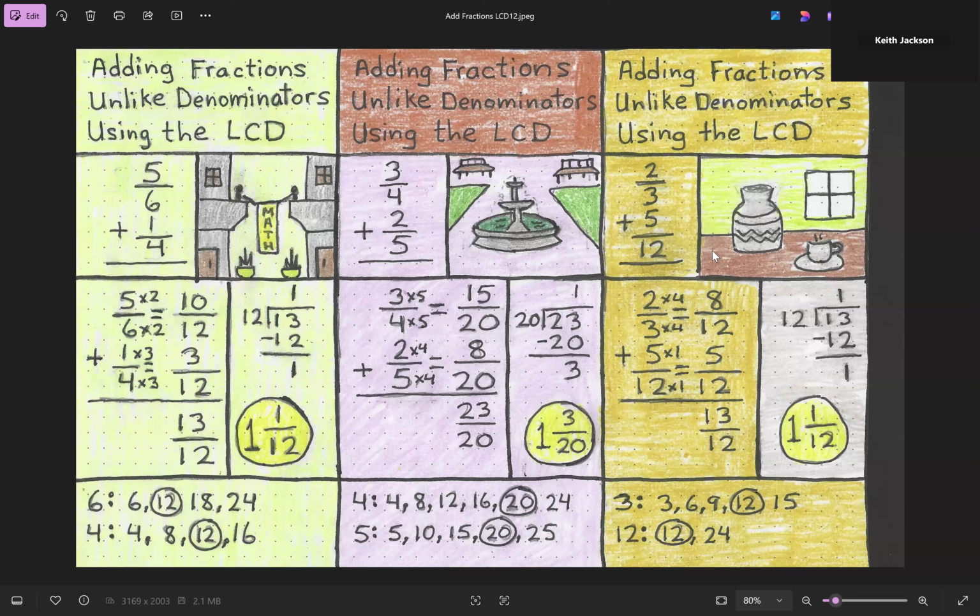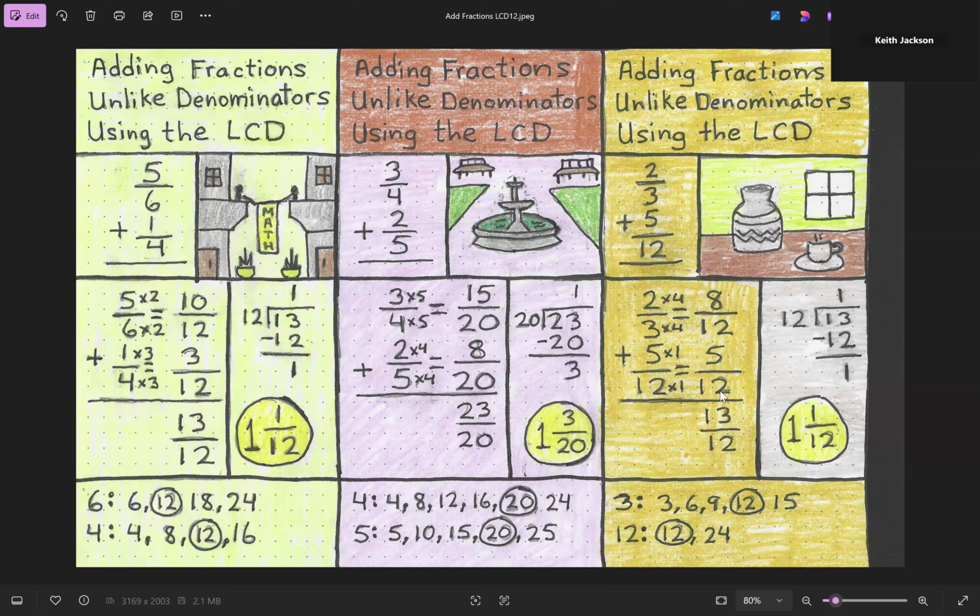Let's move on to the third big example, in which we have 2/3 plus 5/12. We need to find the common denominator that will fit 3 and 12. So let's count by threes: 3, 6, 9, 12, 15, 18, and so on. And then we can count by twelves: 12, 24. The reason why I didn't go too far is because 12 is the least common denominator that will work in this particular case. So let's park that 12 in the denominator for both these fractions.